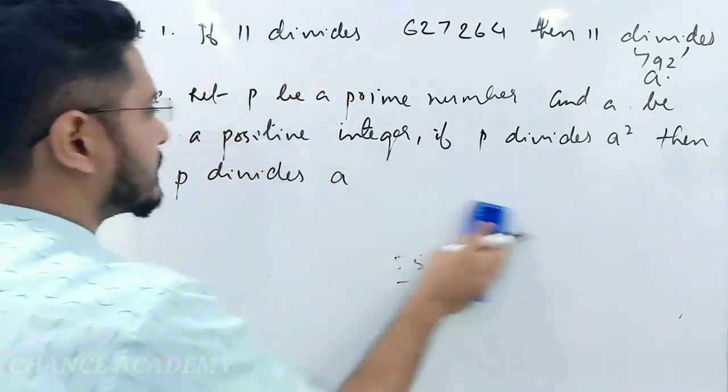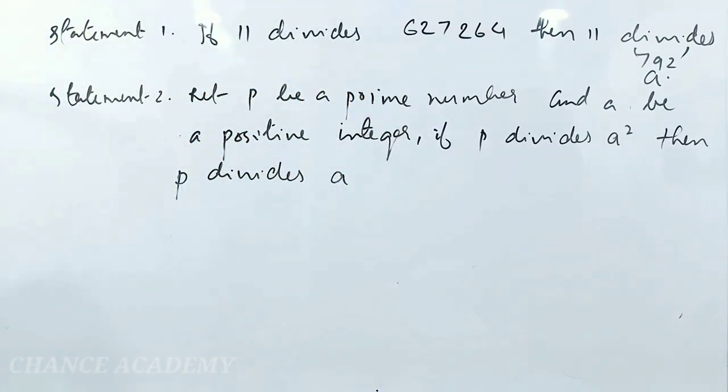So what's given in statement 2 is true, and statement 1 is also true. What does that mean? Both statement 1 and 2 are true, and 2 is the correct explanation for statement 1. So your option will be option A.